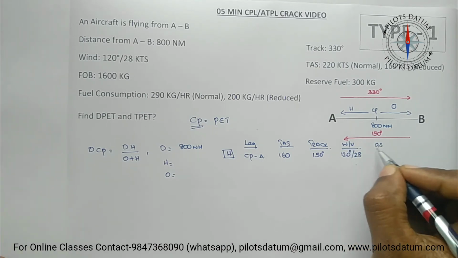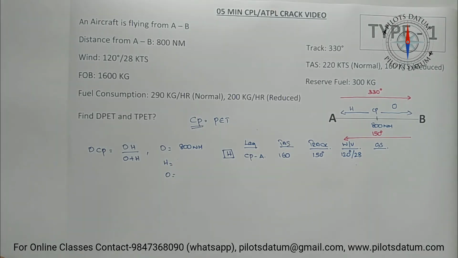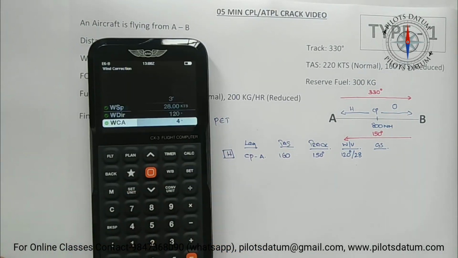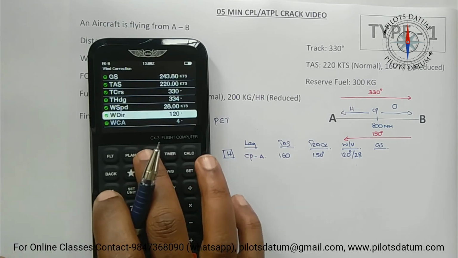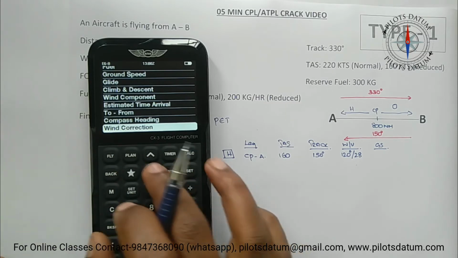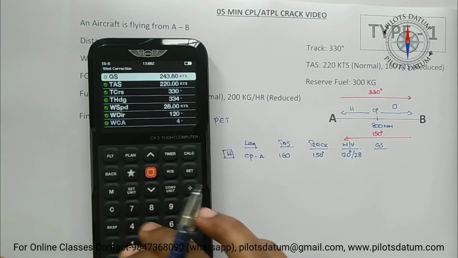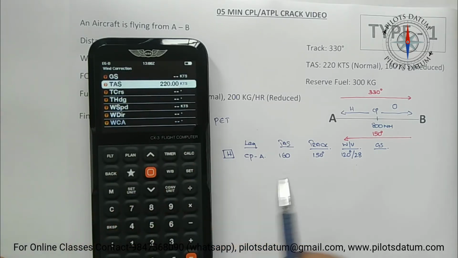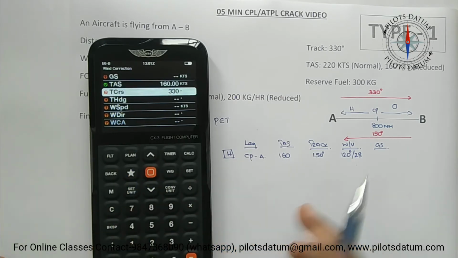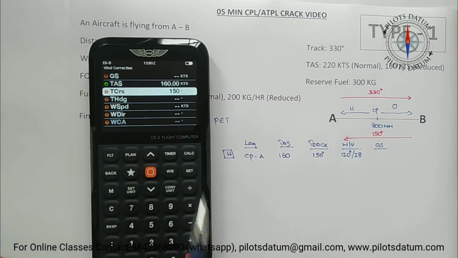Now we have to get the ground speed. Just take the flight computer. We'll see. In the flight computer, just take the wind correction. In this one, input the value. True airspeed is 160. Course is 150.